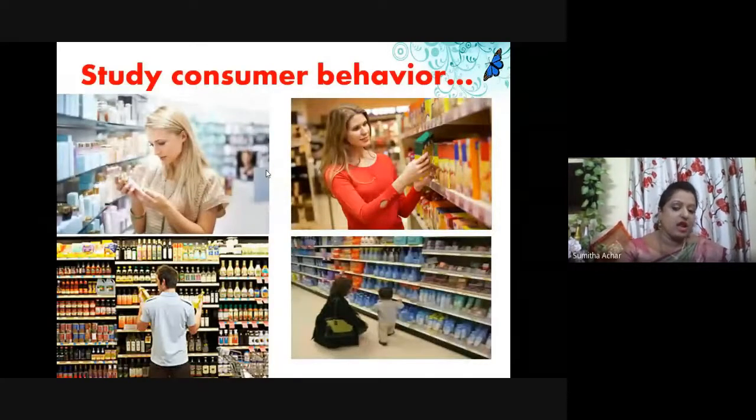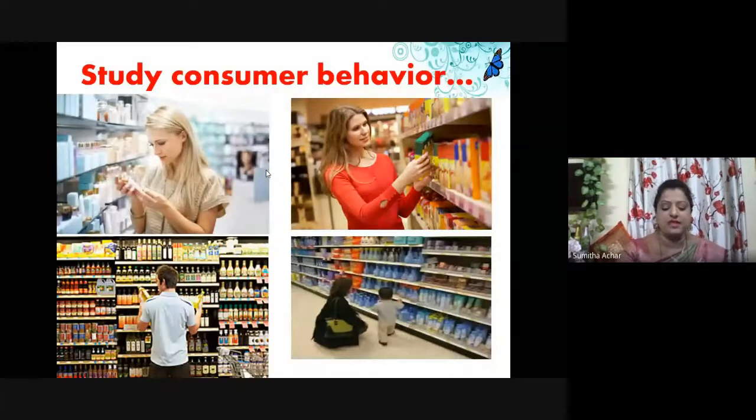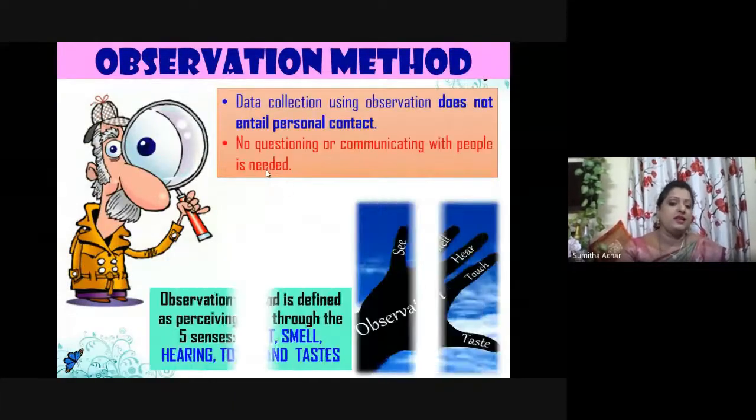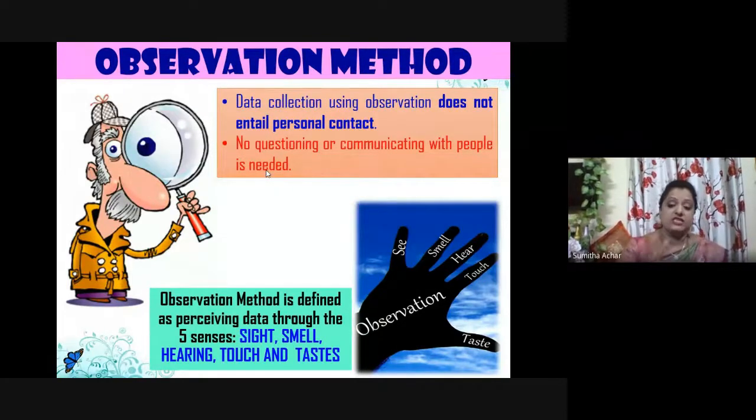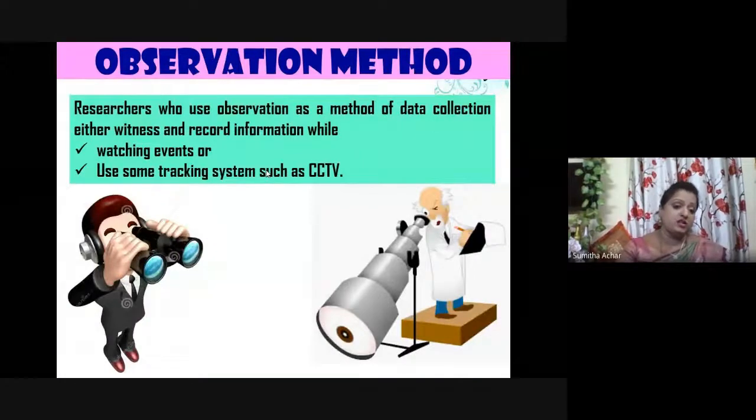Consumer behavior: how much a consumer looks into a particular product, or how the respondent feels when he comes to the stack. All these things you can observe. Generally, in the observation method, you do not have personal contact, but you make use of your 5 senses. You see, you smell, you hear, you touch, and you taste. So these are the observations that you can draw.